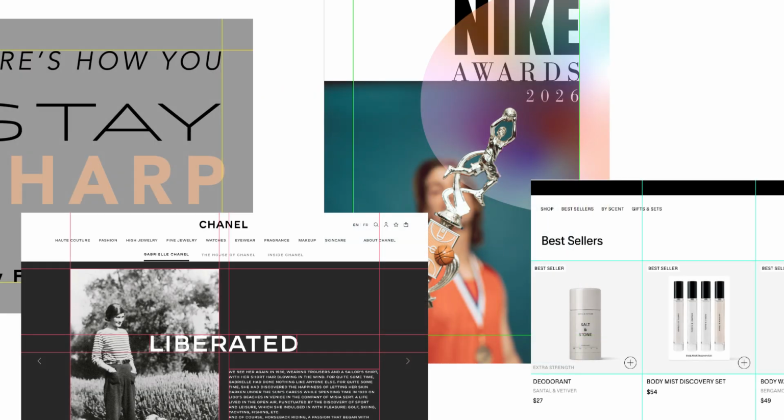And that's it. So make sure to aim to utilize one of these types of grids sometime soon.